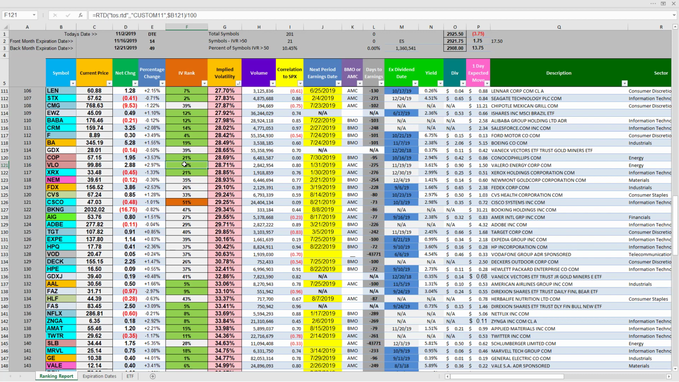So if you could think of a scale of 1 to 100, your percentage, 100% at the high and 1% at the low, what the IV rank tells you is where the current implied volatility is in that scale from 1 to 100. So obviously, we could take two underlyings with exactly the same implied volatility.